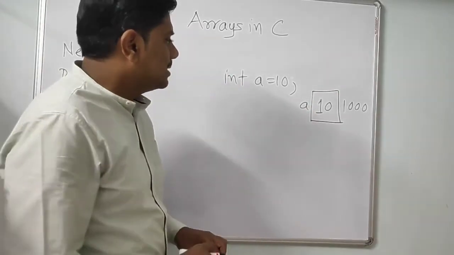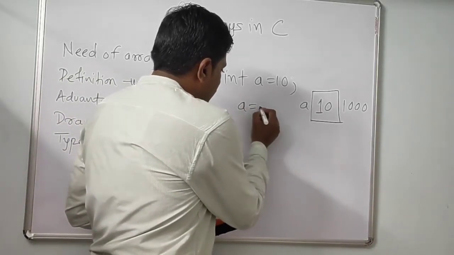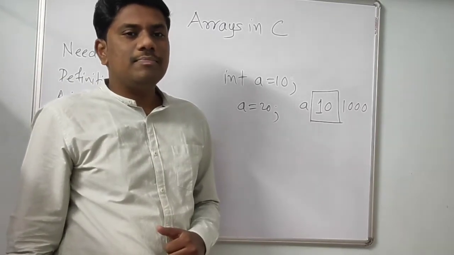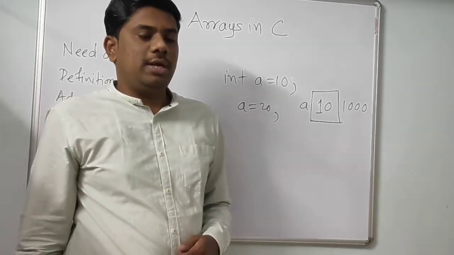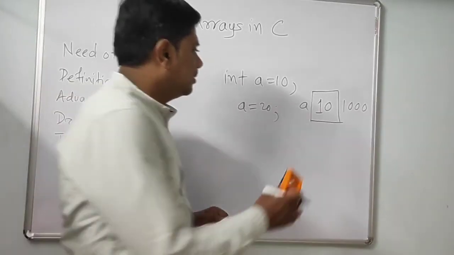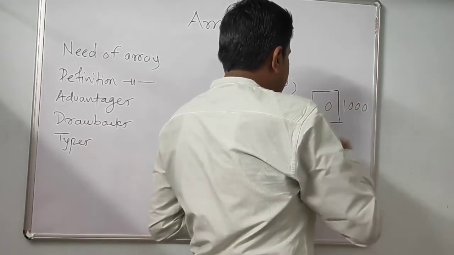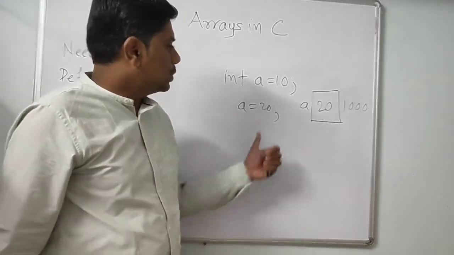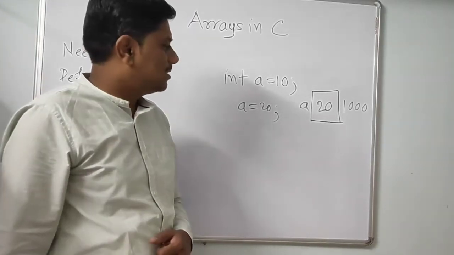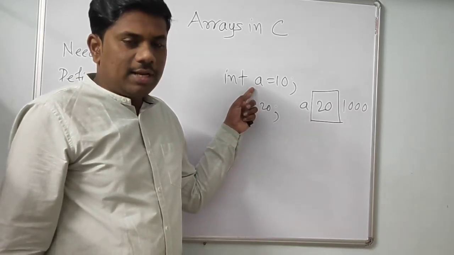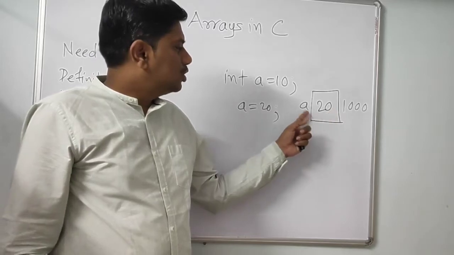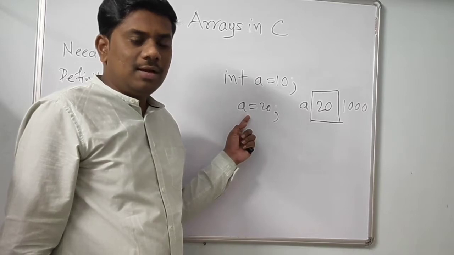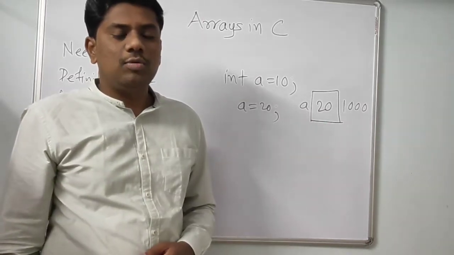Now consider on the next line, if I'm writing this statement, A assignment operator 20. So what will happen? I'm assigning a new value to A. The previous value will be replaced by the new value. So if you observe these operations, when the compiler sees the first statement, it is storing the 10 value in the A variable. When you write this statement, the compiler is replacing that 10 value by 20.